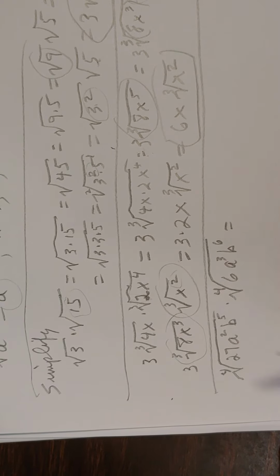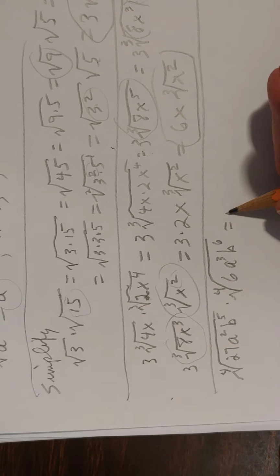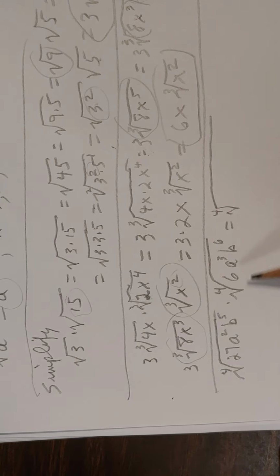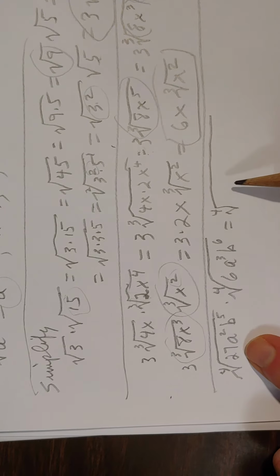Since they're both 4th roots, the indices are the same, so I can write it as one big 4th root under one radical symbol. We're going to multiply these together and put them under one radical.